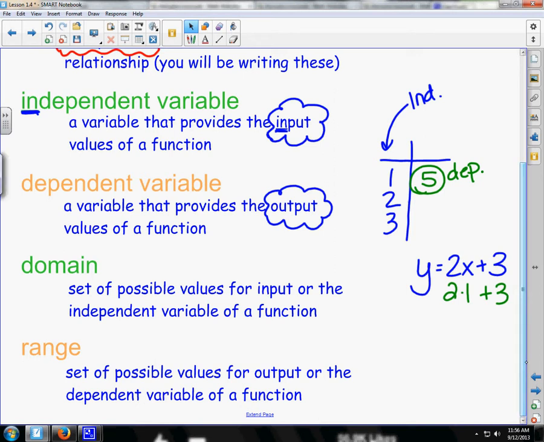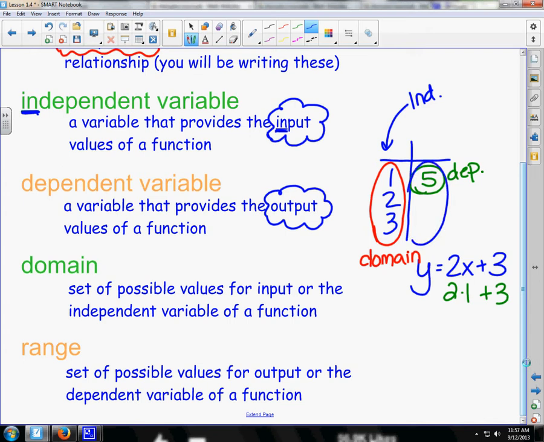And then we also have domain and range. Domain is the set of possible values for input or the independent variable. So all these numbers are the domain. And then the range is the set of possible values for the output or the dependent variable. So when you get your answers, these are the range.